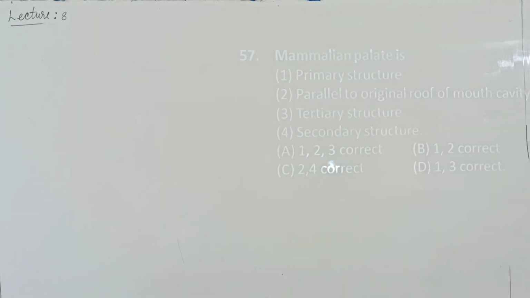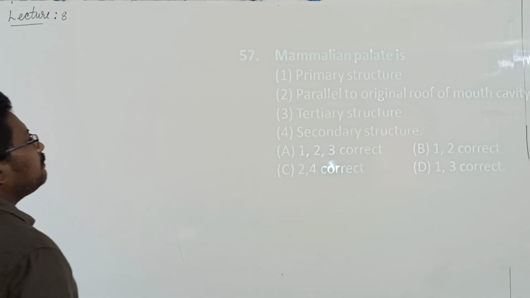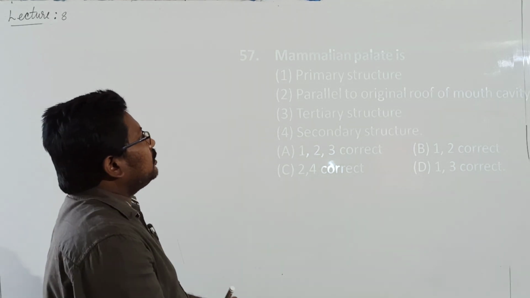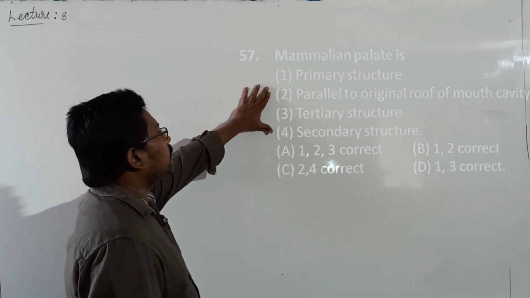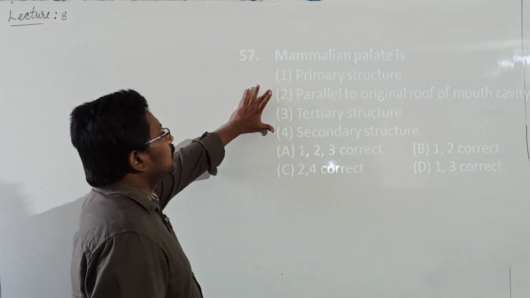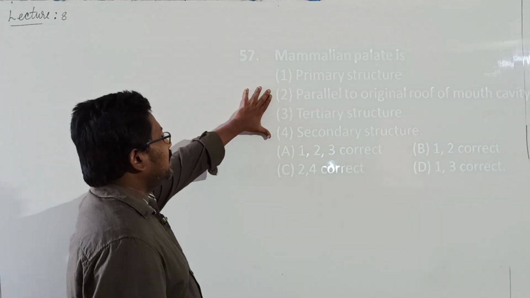So option duodenum will be the right one in this case. The next one, mammalian palate is. So the mammalian palate is actually formed by the fusion of two primary structures. So hence it is secondary.